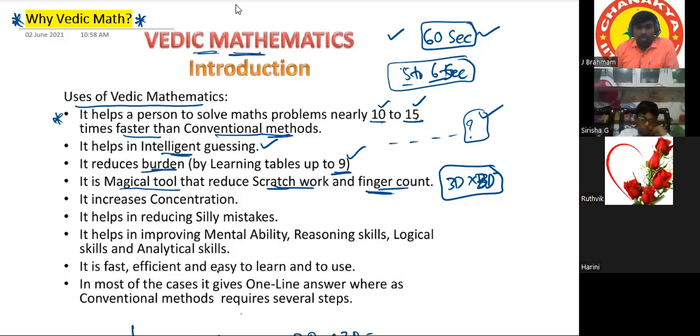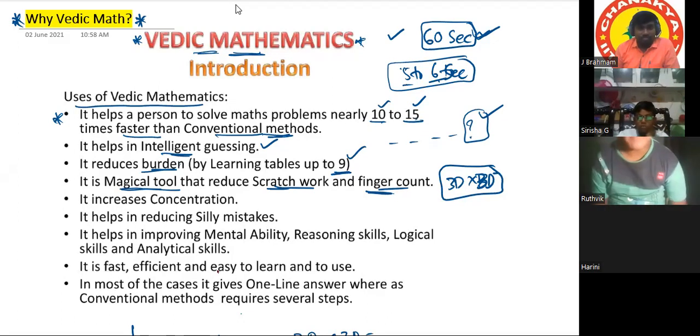So rough work should not be there. Next, it is a magical tool that reduces. So here Vedic techniques are not a magic. If we are solving a 60 seconds question in conventional method, and we are solving it in 5 to 6 seconds, it is not magical. It is just a tool that involves a logic. Okay, there is no magic. There is a logic only.